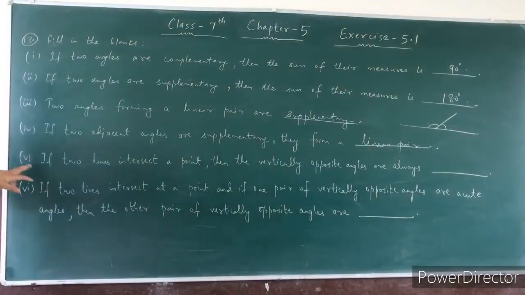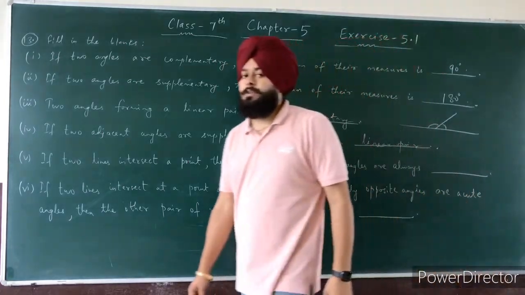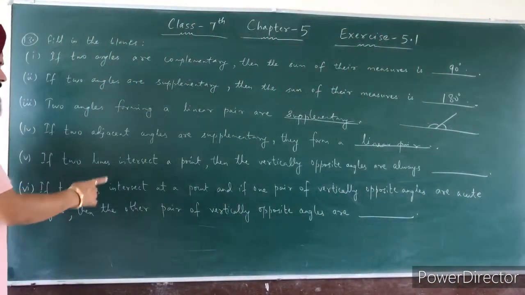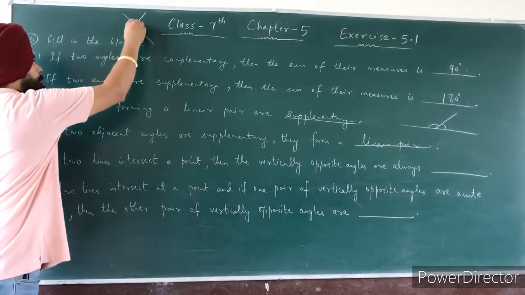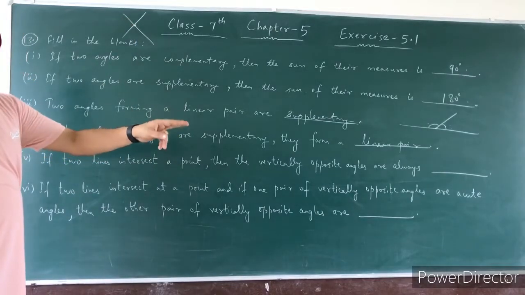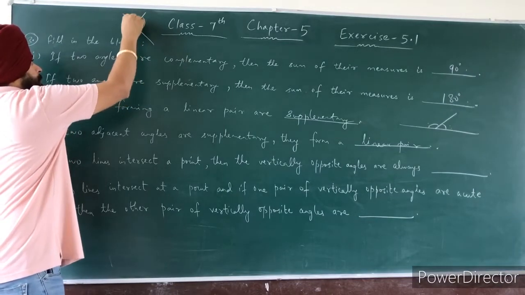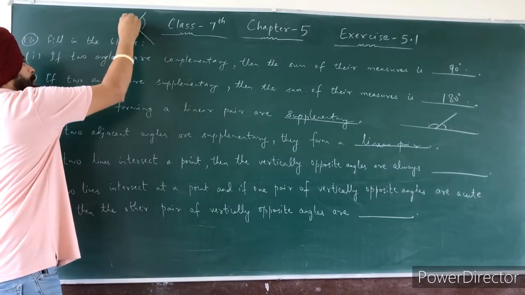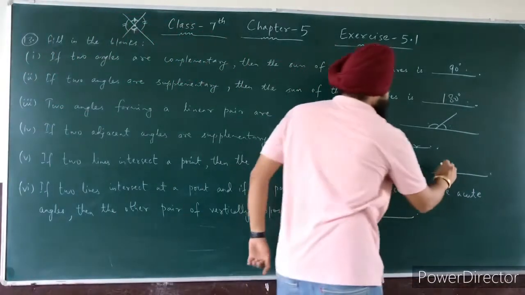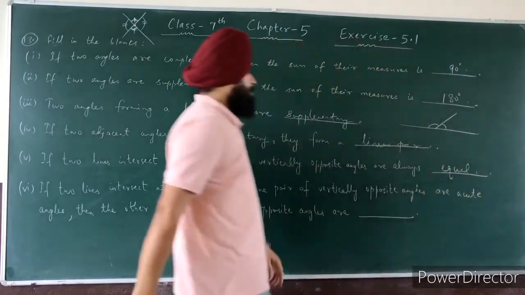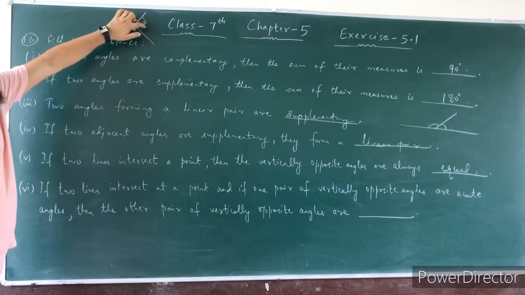Clear? Next, if two lines intersect at a point, then the vertically opposite angles are always dash. So suppose that these are intersecting lines, intersecting at a point, then the vertically opposite angles are always what? This is vertically opposite to this one, and this is vertically opposite to this one. They are always equal. ये हमेशा equal होंगे. Suppose the measure of this angle is 40 degree, then it is also 40. If the measure of this angle is 100 degree, then it is also 100 degree.